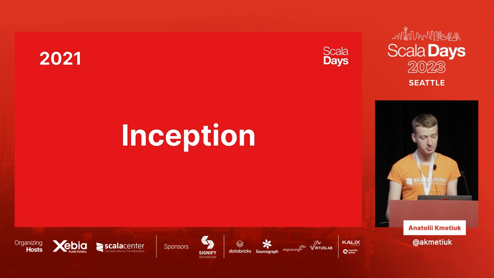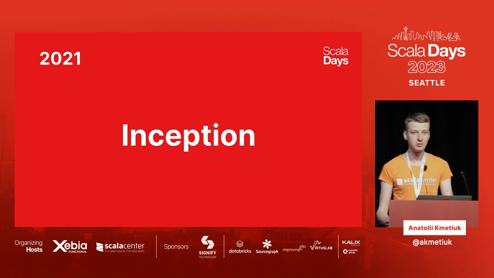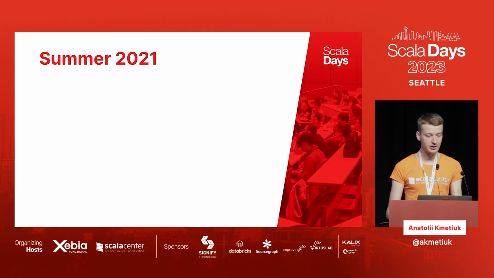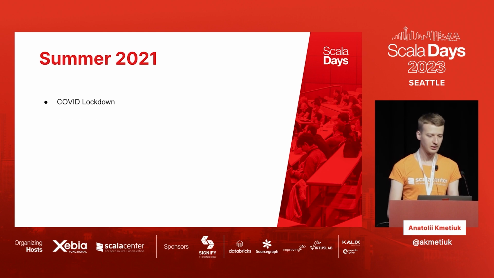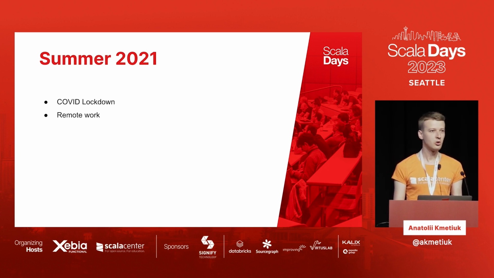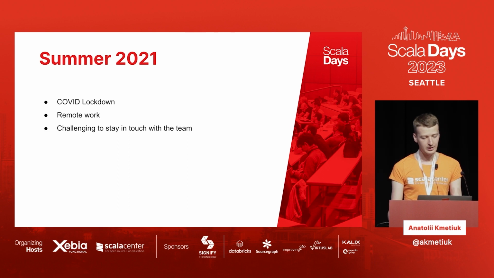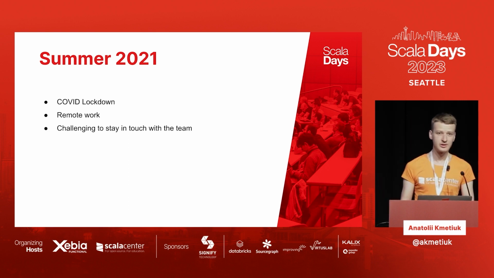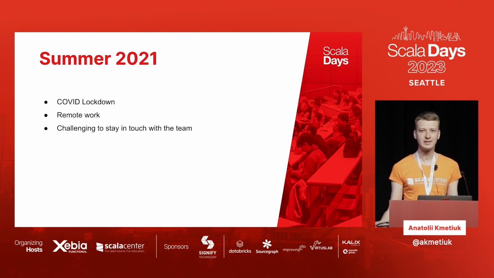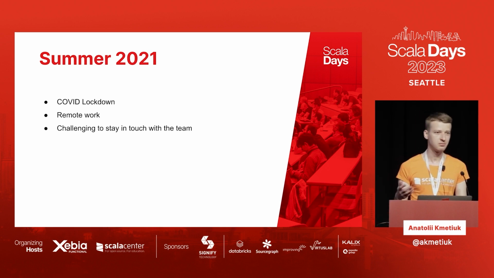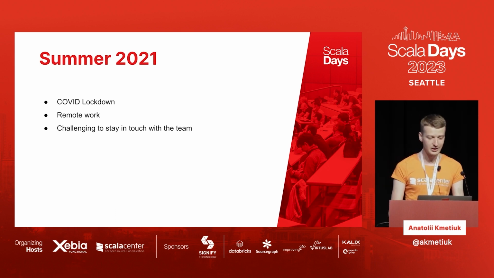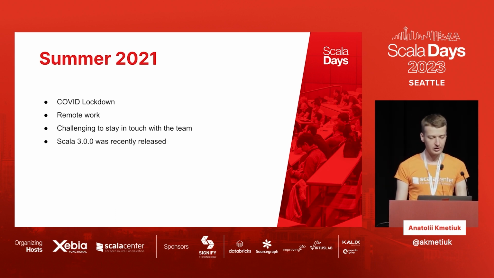The first period in the history of the Compiler Academy was its inception, which happened in summer 2021. And what was summer 2021? If you remember, it was the COVID lockdown. We couldn't work from our offices, so it was remote work. Because of those reasons, it was challenging to stay in touch with the team. Many people struggled adapting to this new lifestyle. So that was one trend.